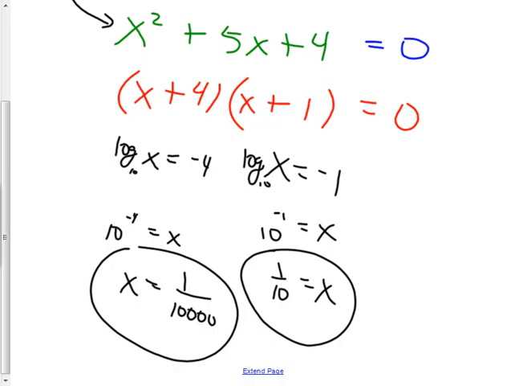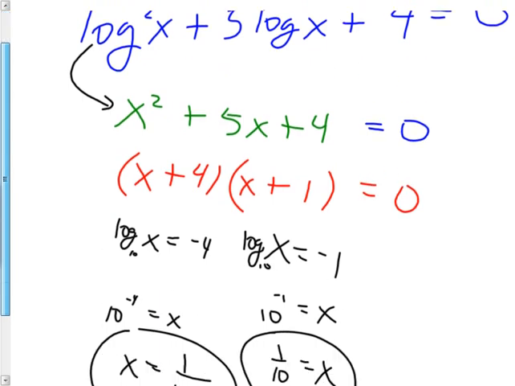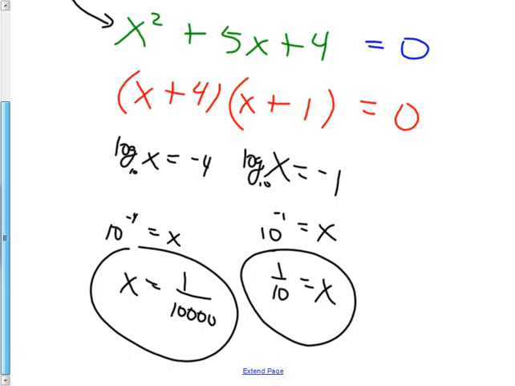Steps. First, change the logs to plain old x's. Factor it like normal, get answers like normal. Then swap the x out for a log x again. Put the log x's back in when it's not so complicated, and now solve it from there. Solve it down, and you've got to be able to handle things like 10 to a negative exponent. That is going to come up a lot.